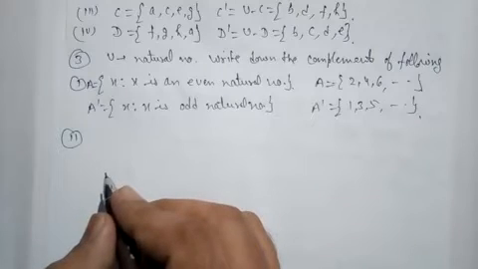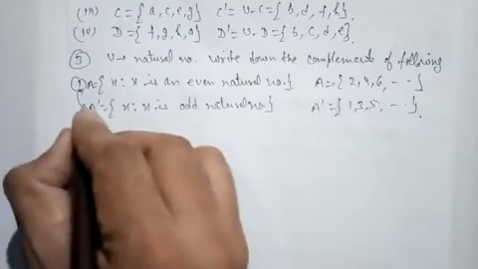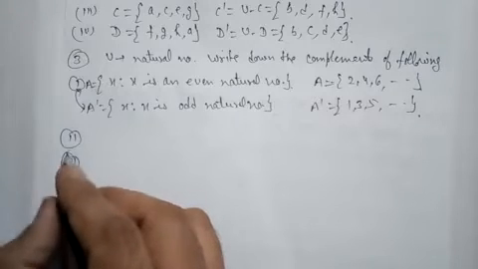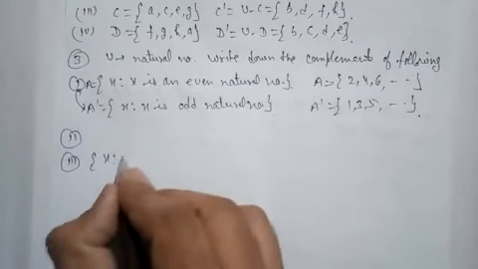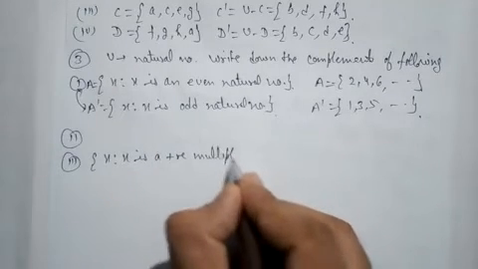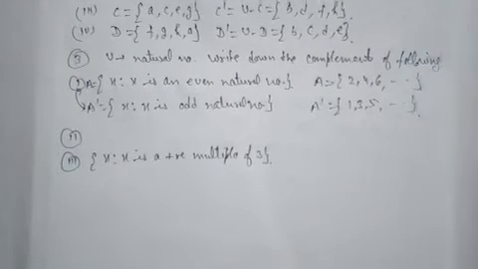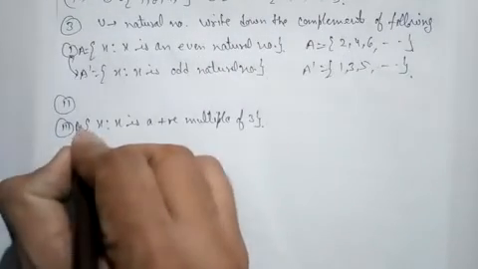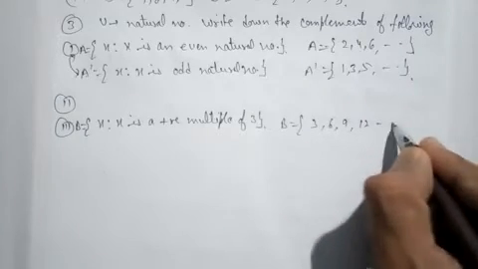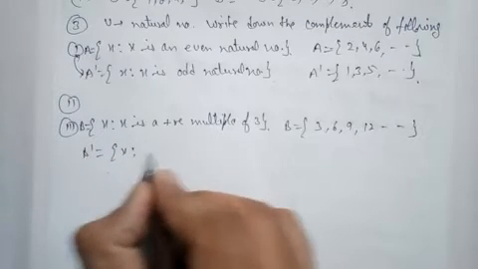Second, x is an odd natural number, so its complement is the reverse; they become reverses of each other. Third, x such that x is a positive multiple of 3. Clear. Positive multiple of 3 means, let this be set B, in roster form we can write 3, 6, 9, 12 like that.